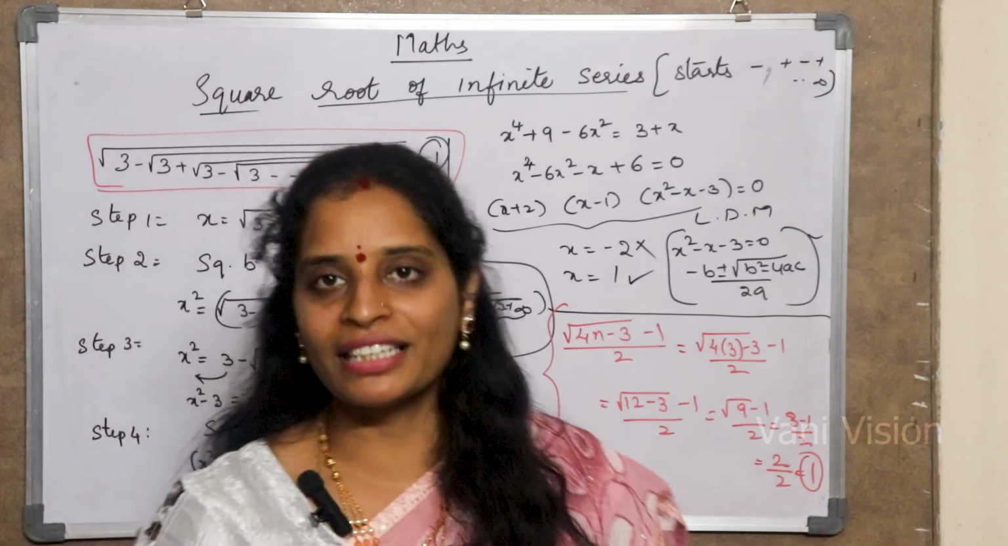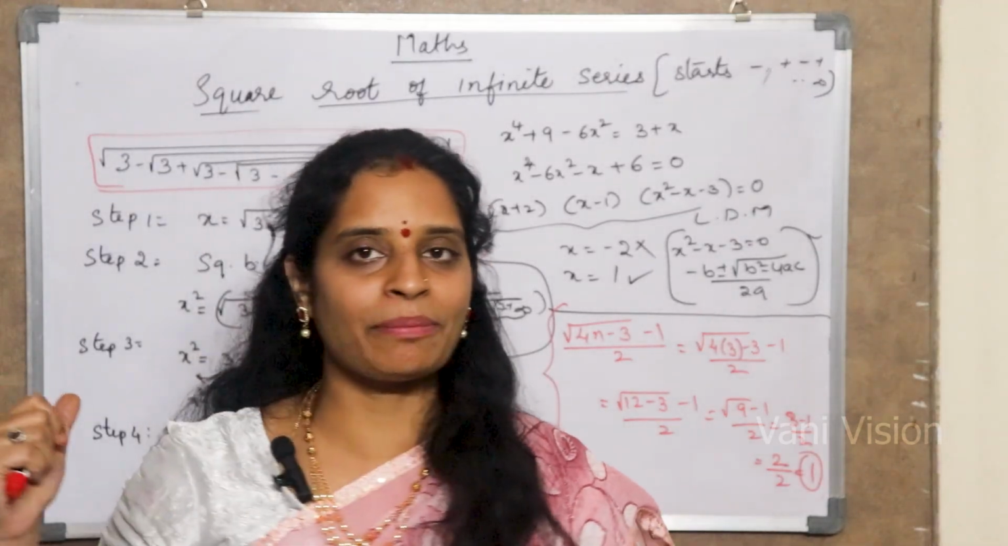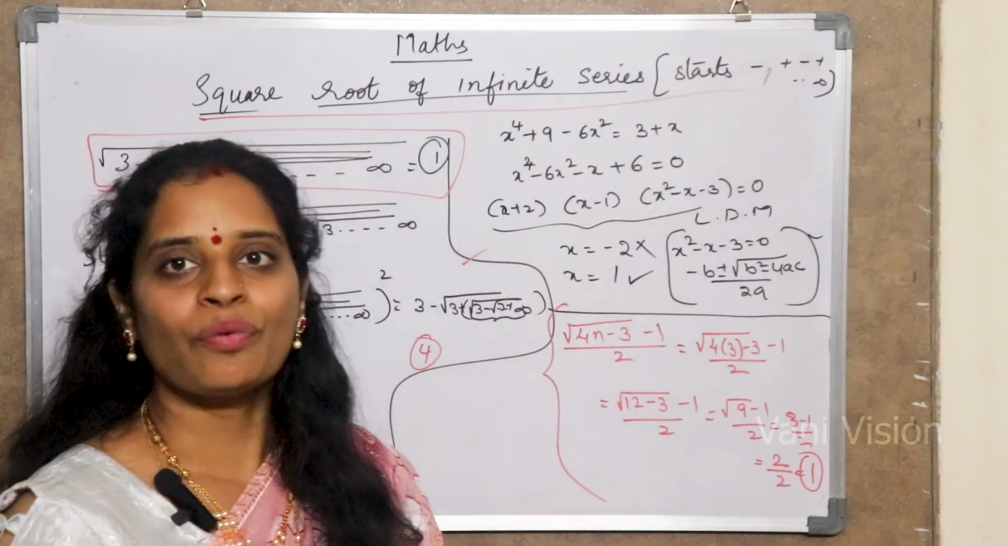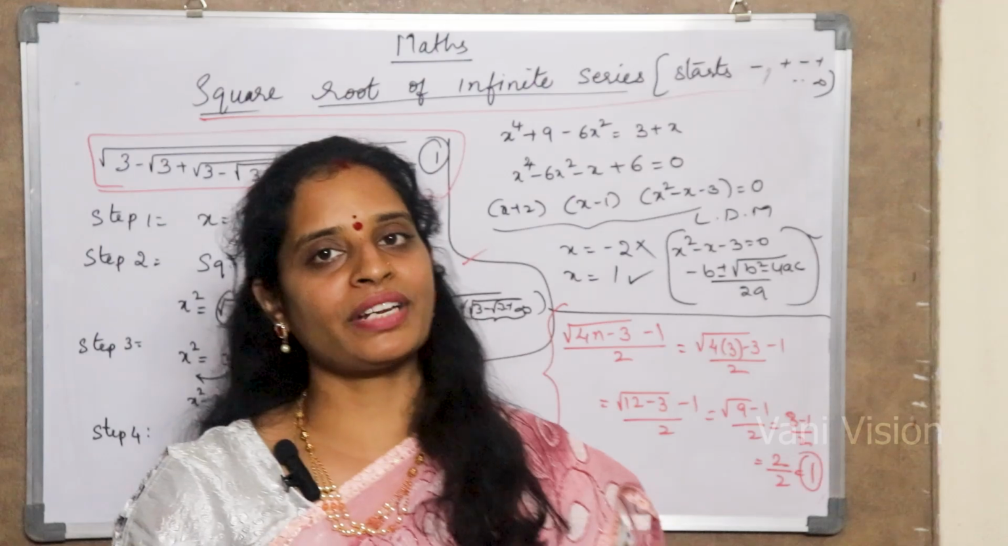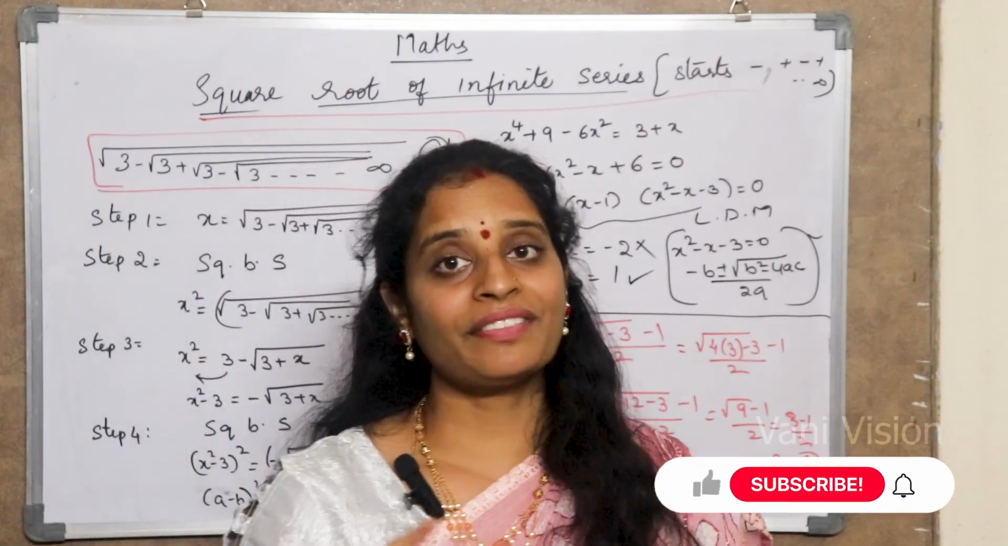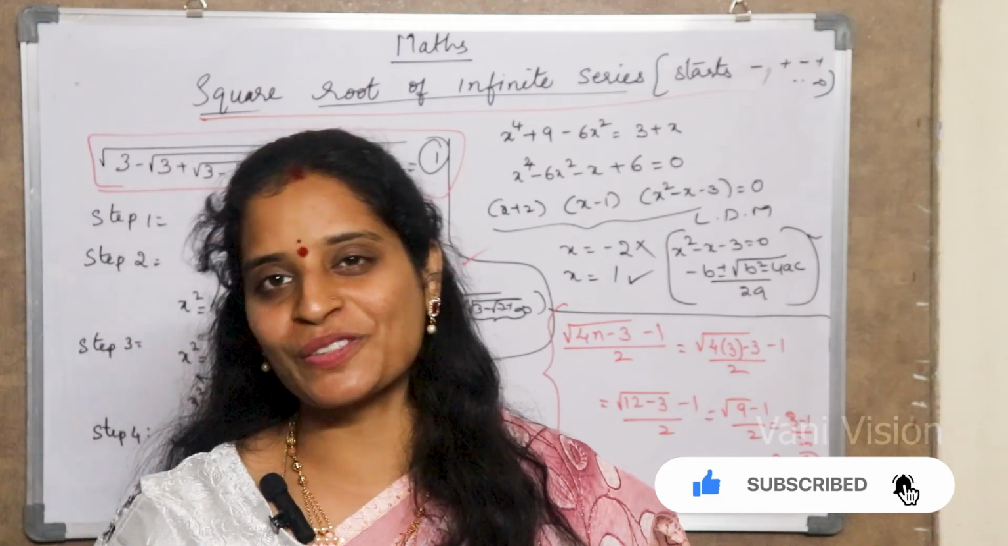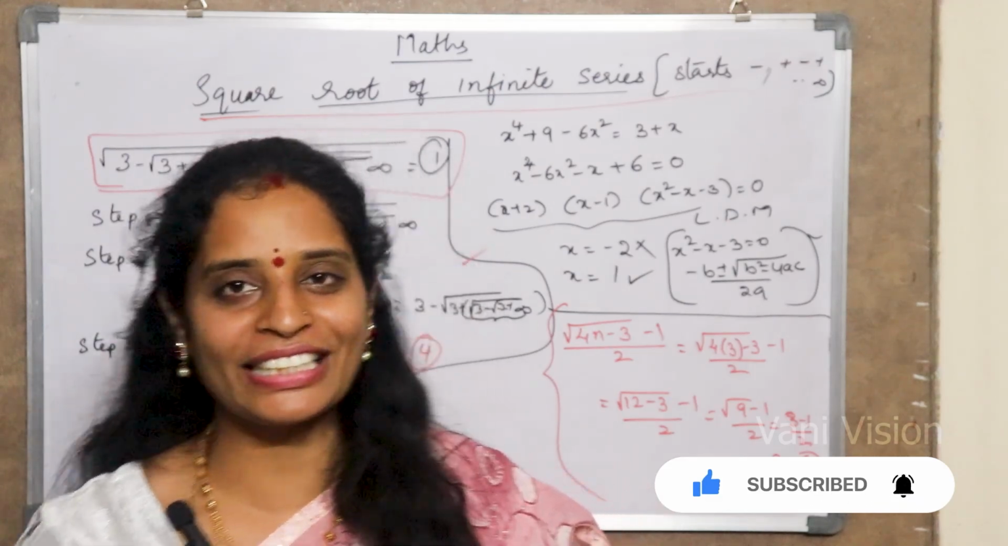So I think you have clearly understood what I was explaining. Today our topic was the square root of infinite series where it starts with negative, positive, negative, positive. Clear? See the video till the end, then only you are going to get it. Clear? I am saying this at the end, which means you have to see the video till the end.